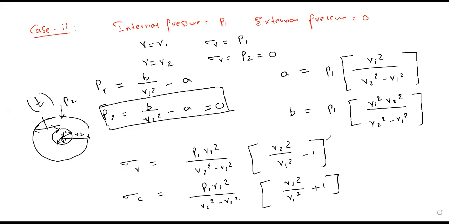No? Okay. So this is case 2, where your cylinder is subjected to internal pressure and where your external pressure is 0. Okay. So now we will go with another case which tells that your cylinder is subjected to external pressure, but internal pressure is 0. Okay. So what happens to that case?